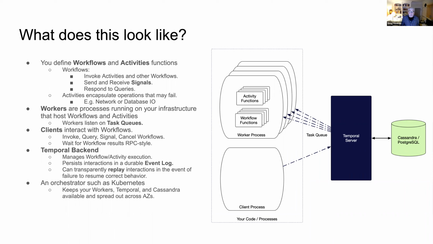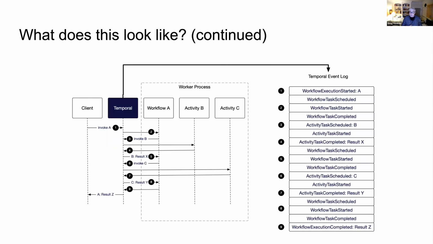The last part here, as I just mentioned, is you're usually going to use it in conjunction with some other kind of data center orchestration layer, like Kubernetes. So your processes and the Temporal processes, and even the backend persistence layer, like Cassandra, are spread out across availability zones and kept running, et cetera. So it works very nicely with things like Kubernetes.